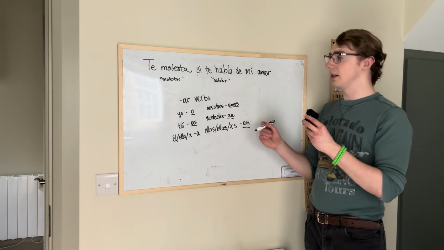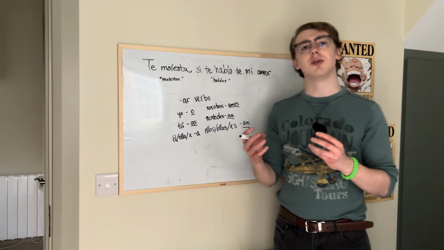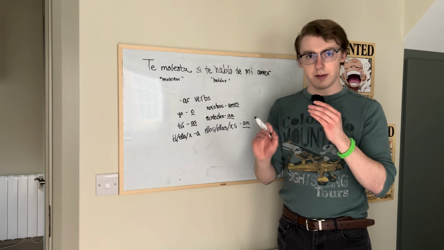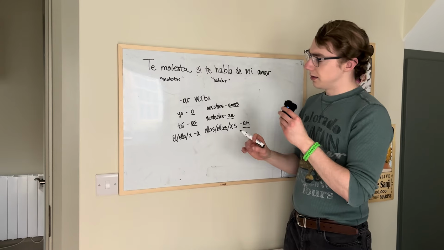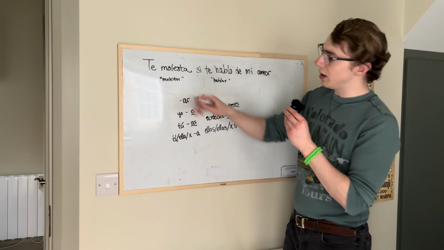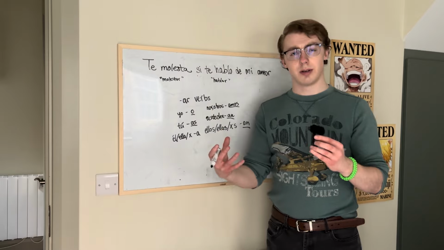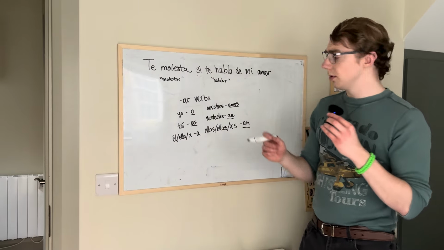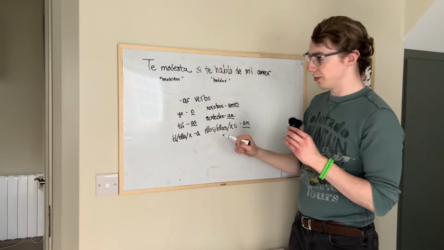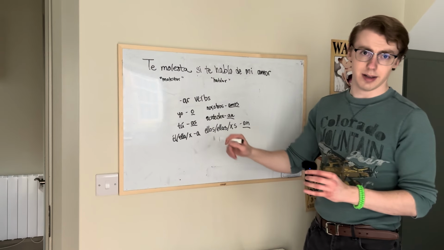The first line of the song is "Te molesta si te hablo de mi amor," which means "it annoys you if I speak to you of my love." Now, something we should cover very quickly is that verbs in Spanish, the ending tells you a lot about who's doing the action. For example, molestar means to annoy. If I wanted to say I annoy you, for example, "yo te molesto." It ends in an O sound. "Yo te molesto." If you annoy me, "tú me molestas." It ends in this -as ending.